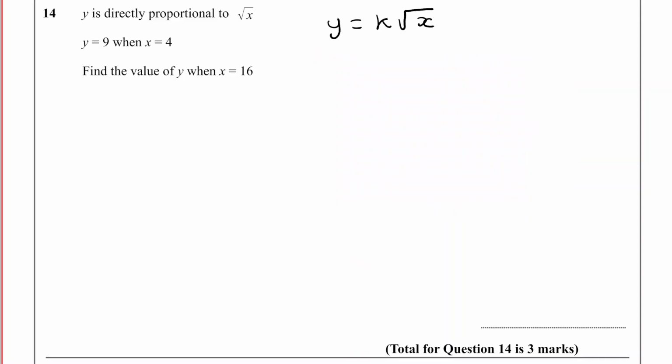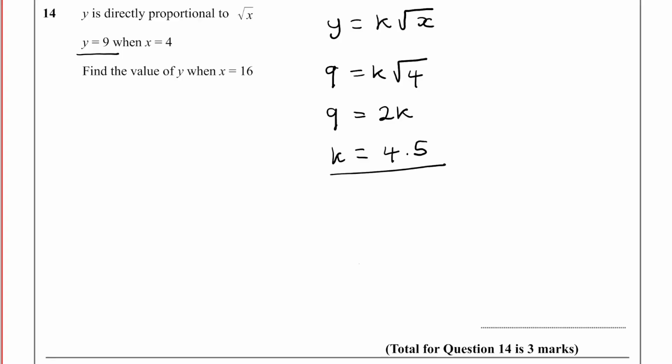So y equals k times root x. When y is 9, x is 4. So root 4 is 2. 9 equals 2 times k. So k is 9 divided by 2, or 4.5. So we've worked out what k is. That means we now have the formula y equals 4.5 times square root x.